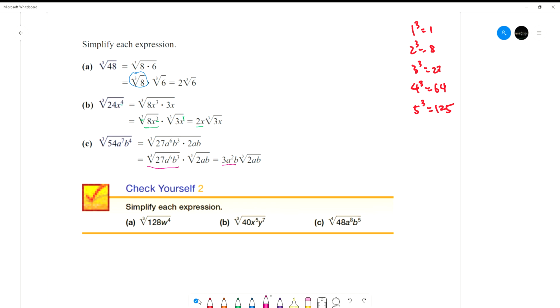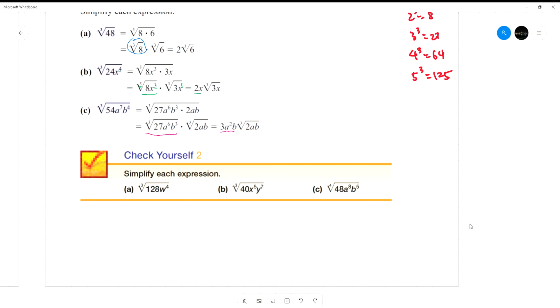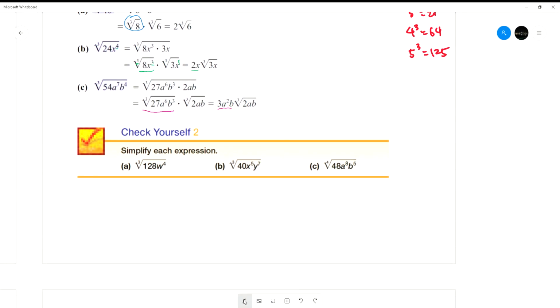Let's do these examples. Cube root of 128. What's the largest cube there? I see 64. So this is the cube root of 64, and w has to be a multiple of 3, and then the cube root of the remaining factors, 2w. So now this is equal to 4w cube root of 2w.